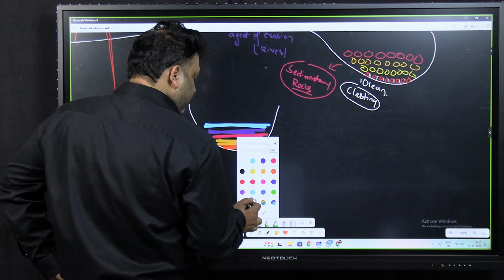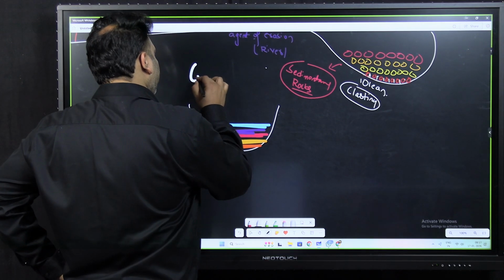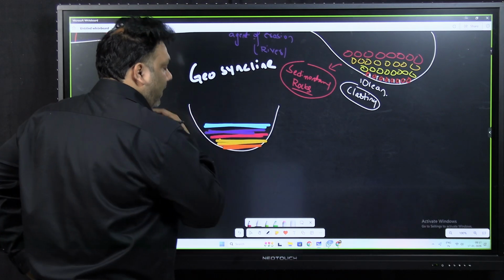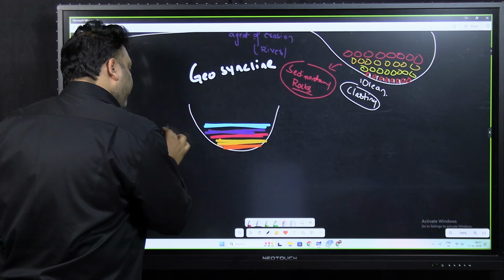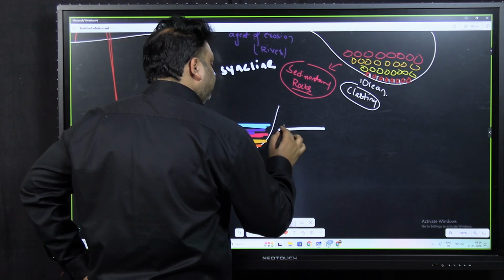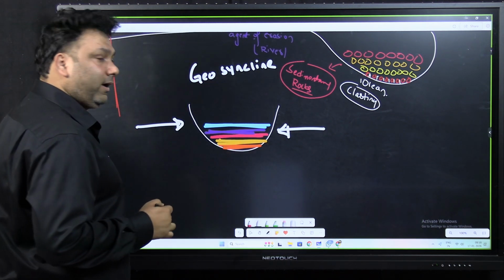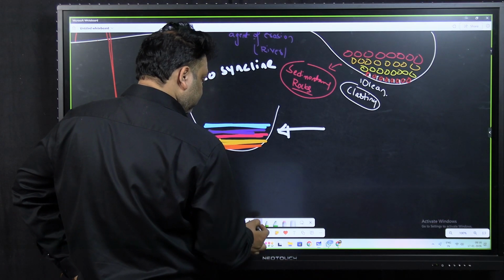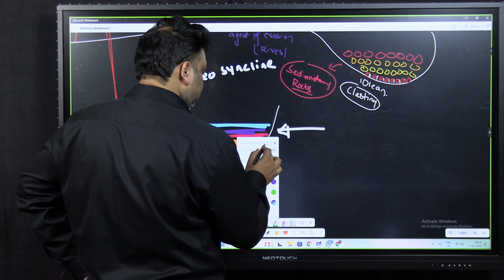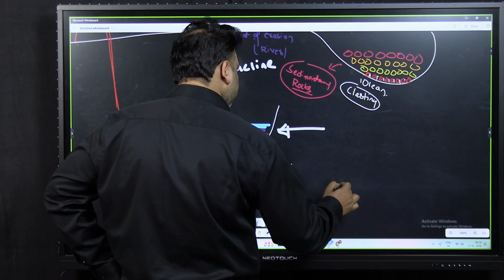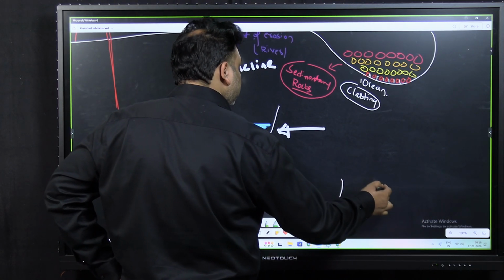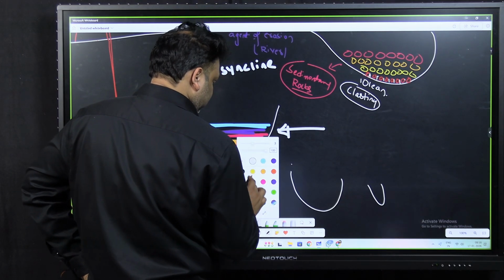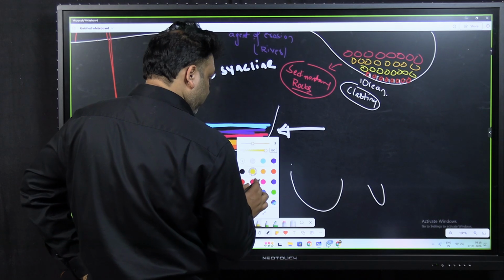Now, such a very large depression on the surface of the earth is called a geosyncline. And because of various forces, this geosyncline is compressed. These layers of rocks will be compressed, and when this geosyncline is compressed, it will become smaller and smaller, and these rocks will be uplifted.